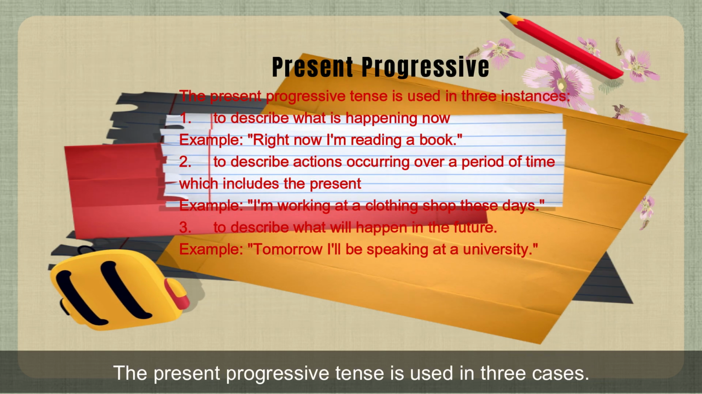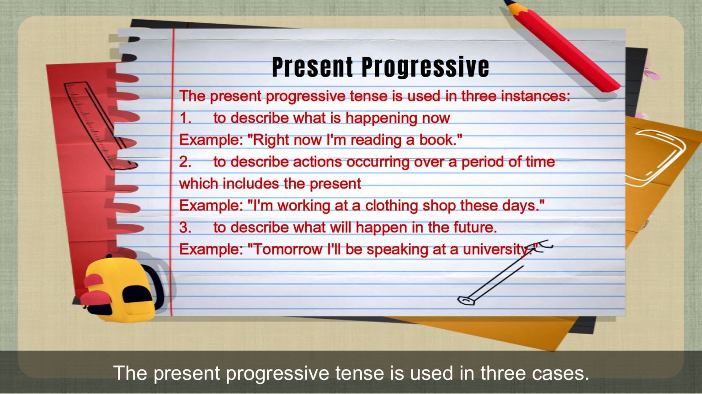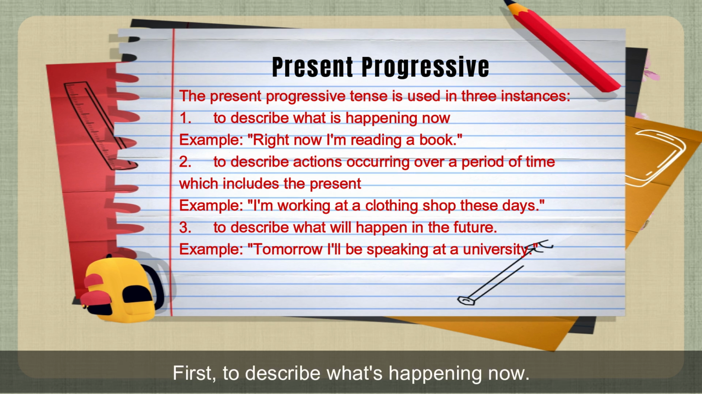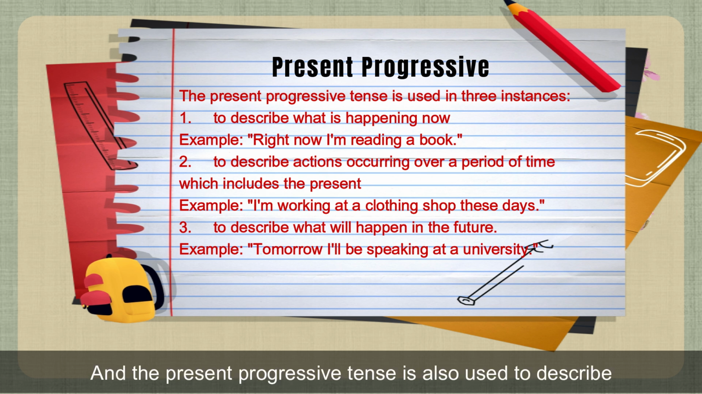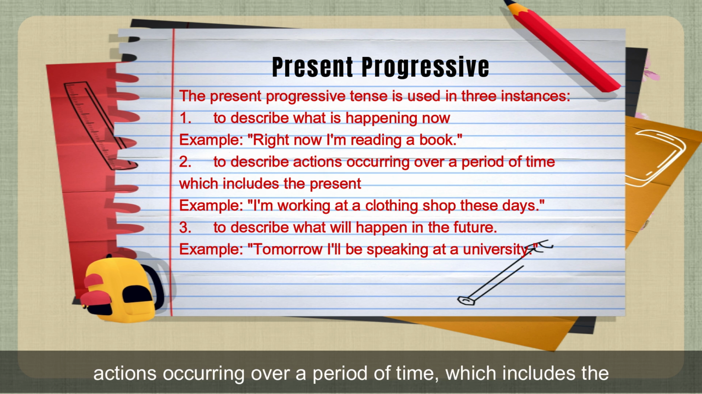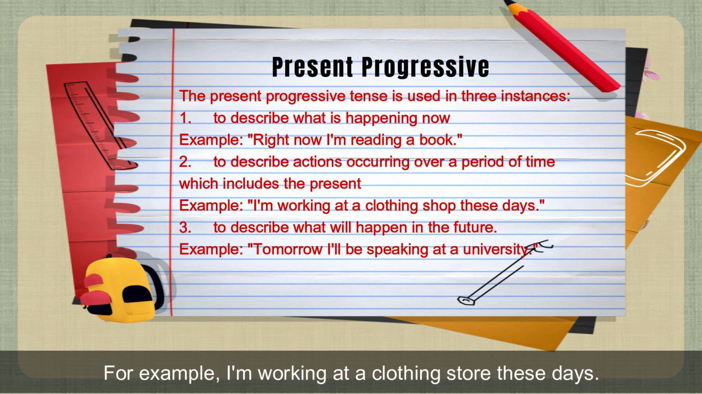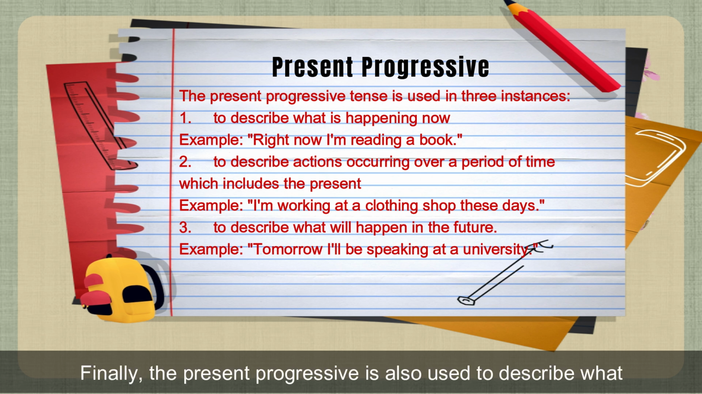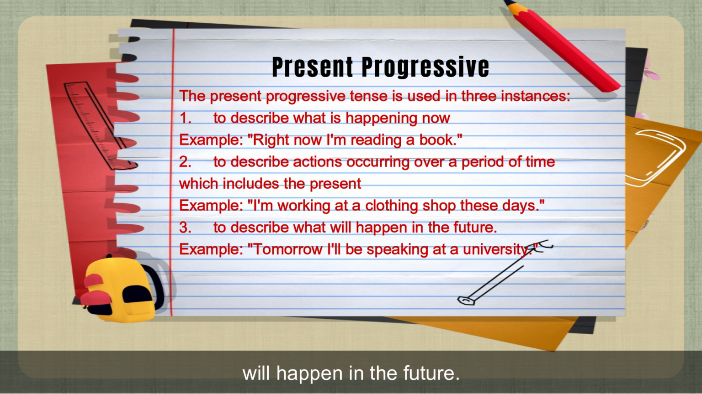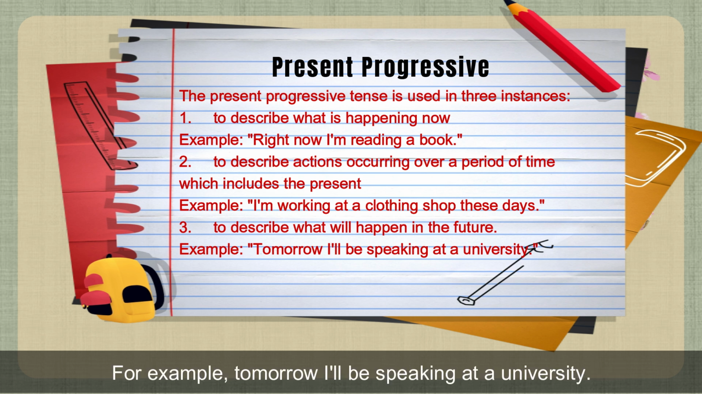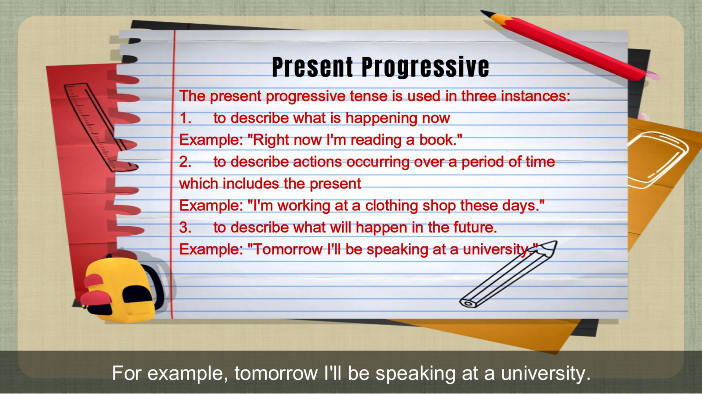The present progressive tense is used in 3 cases. First, to describe what's happening now. For example, right now I'm reading a book. And the present progressive tense is also used to describe actions occurring over a period of time, which includes the present now. For example, I'm working at a clothing store these days. Finally, the present progressive is also used to describe what will happen in the future. For example, tomorrow I'll be speaking at a university.